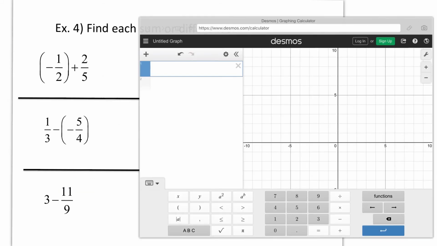So for these examples, I'm going to show you how to use a calculator, or a scientific calculator online.